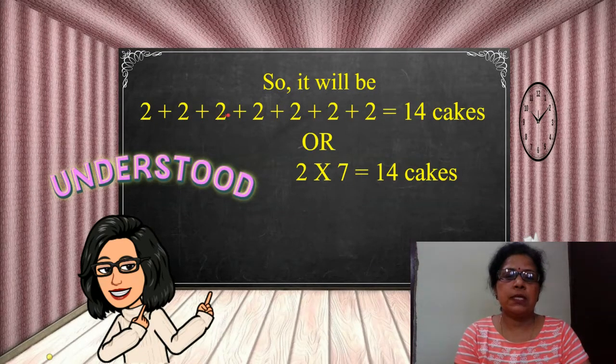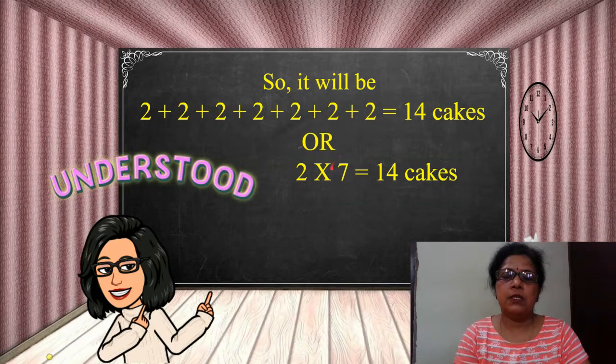4 plus 2, 6. 6 plus 2, 8. 8 plus 2, 10. 10 plus 2, 12. 12 plus 2, 14. 14 cakes. If we add all these 2 for 7 days, we got 14 cakes. Another process. These 2, it is the number of cakes eaten by Doraemon per day.